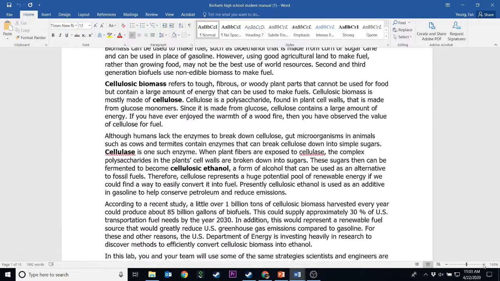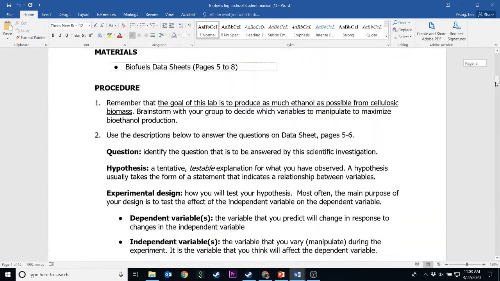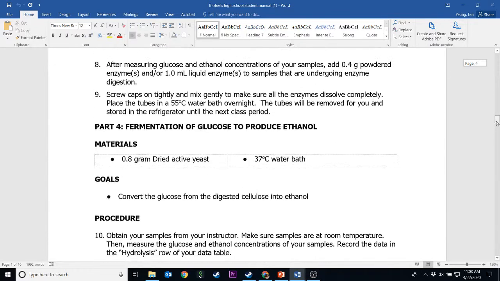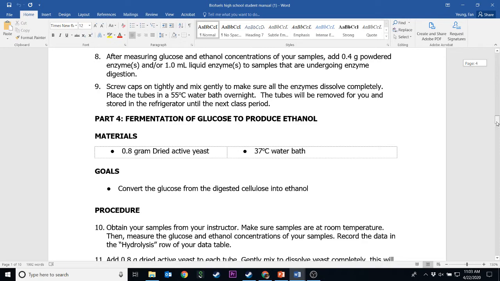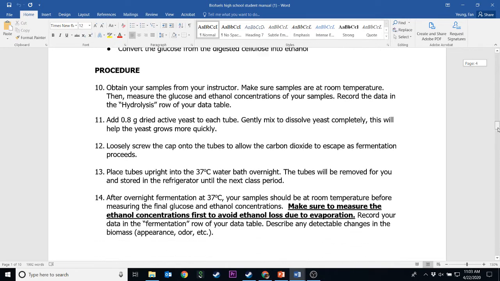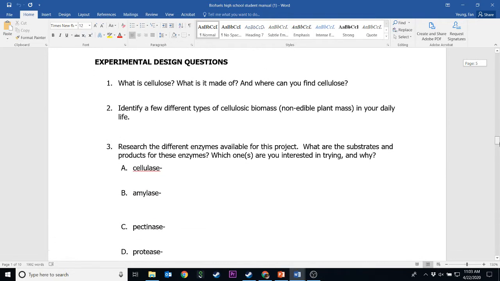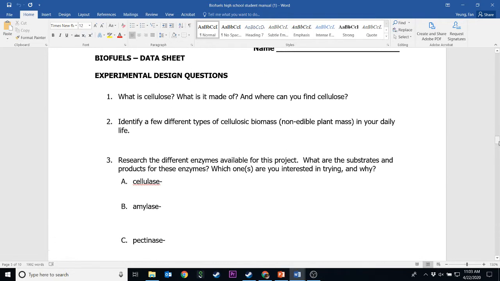Okay, so let's go back to the biofuels. Hopefully, you guys have done the worksheet. If you didn't come to the biofuel lecture PowerPoint, you can go back and listen to the livestream lecture. Last time when we were talking about biofuels, I said that you need to do the first 3 questions on the data sheet. The first one you can find the answer from the PowerPoint. What is cellulose?